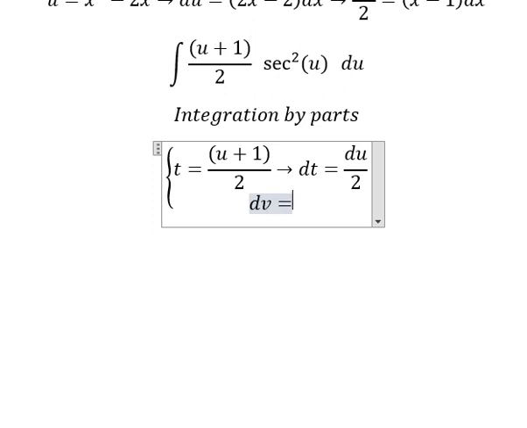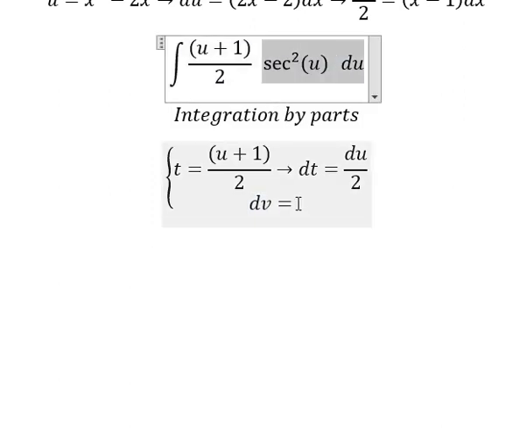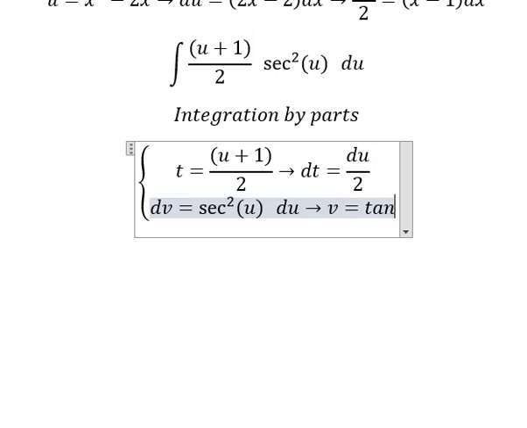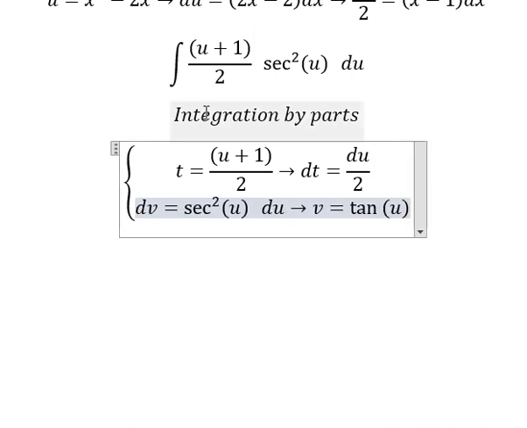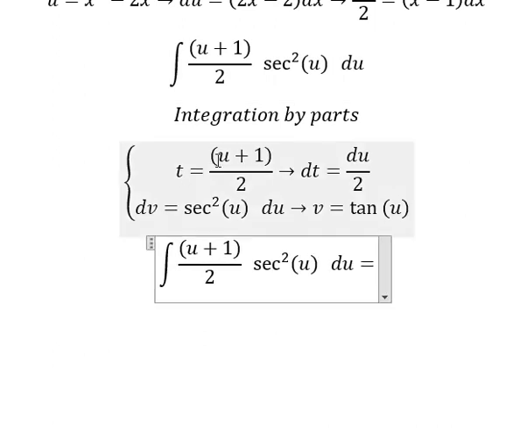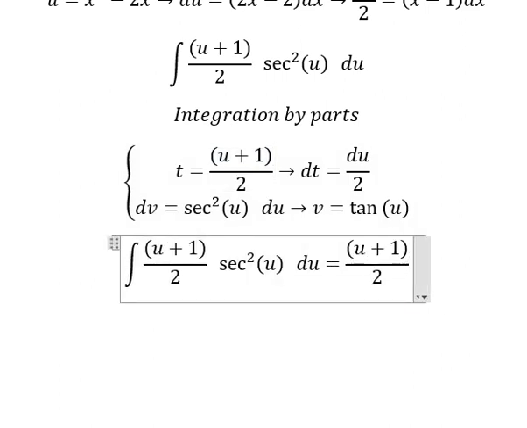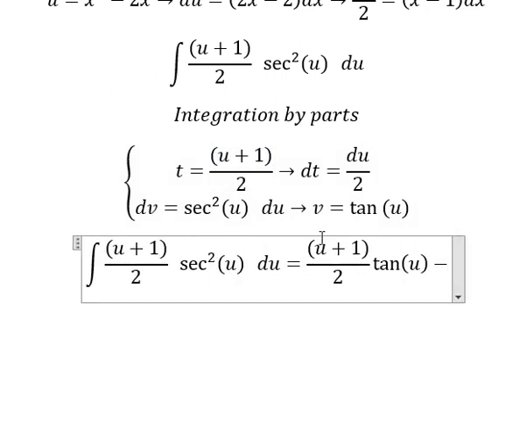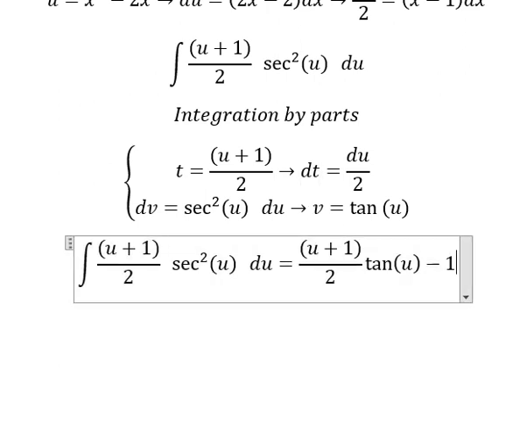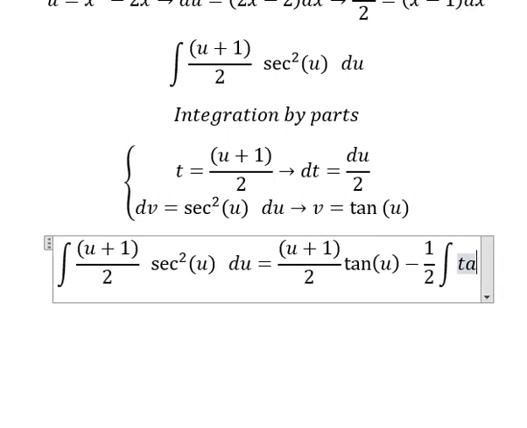dv is this one. So the integration of this one we have tan u. So we have t multiplied by v, minus dt multiplied by v. So we have 1 over 2, I will put outside, and we have the integration of tan u du.